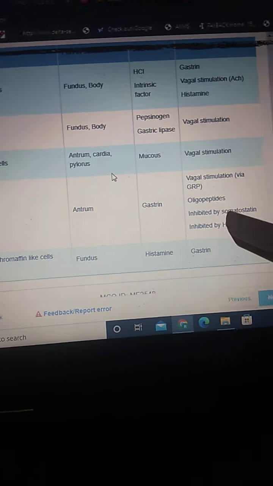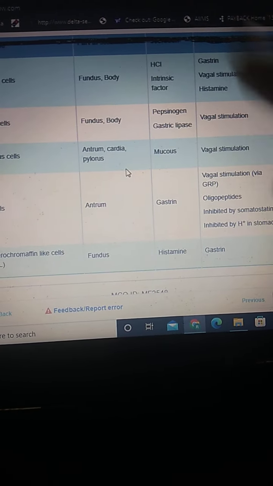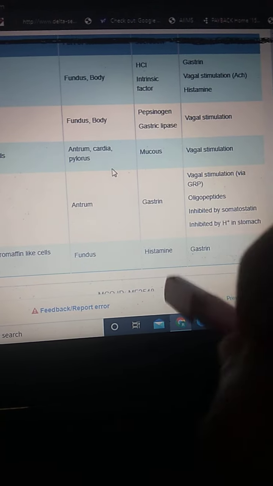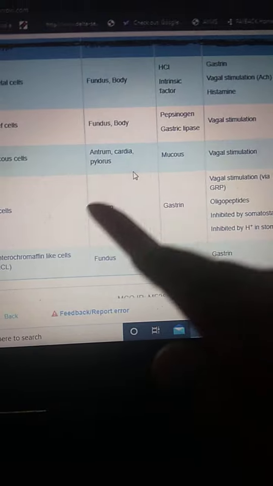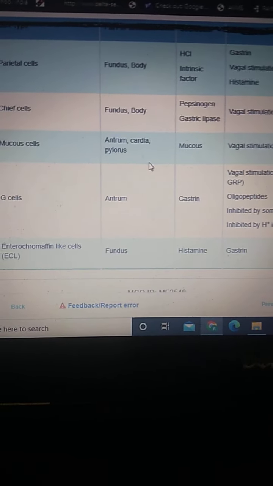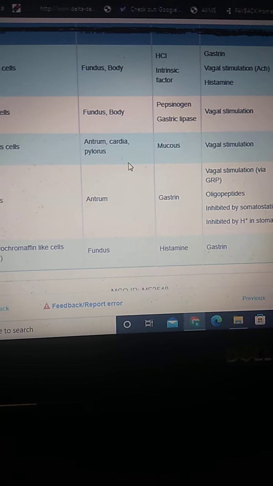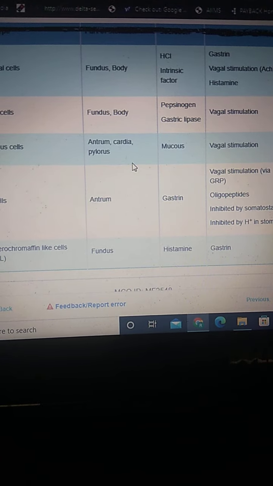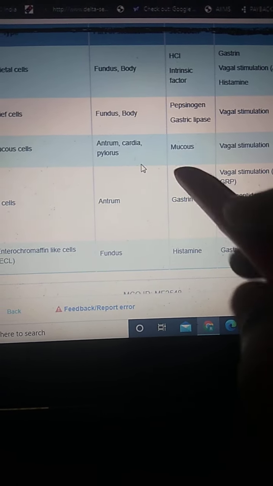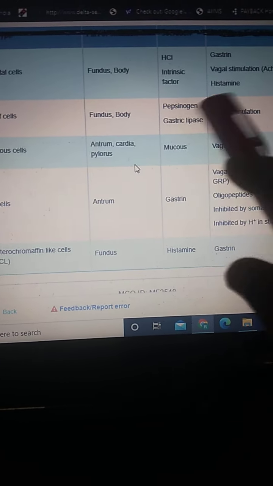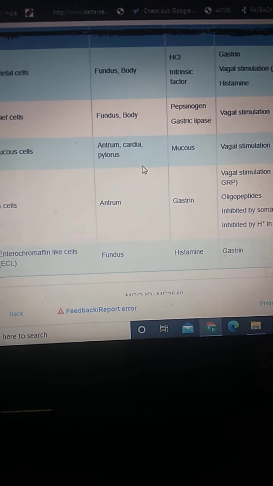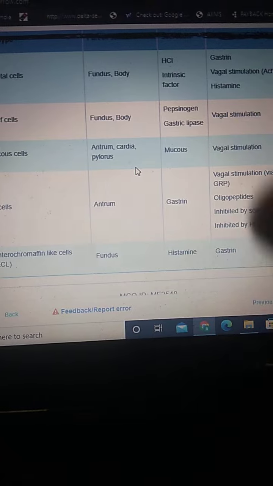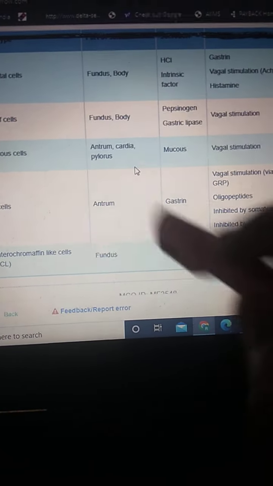Gastrin secretion is stimulated by vagal stimulation and by peptides, but it can also be inhibited. Since gastrin has a lot of connections in the secretion of HCl, that is why in gastrinoma there is a very high acidic condition. It's a very high acidic medium in the stomach.